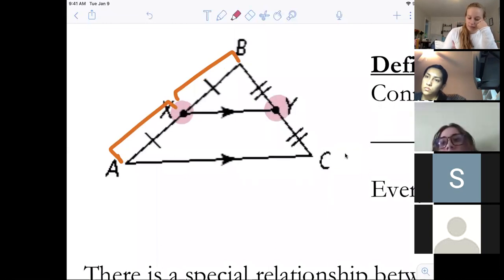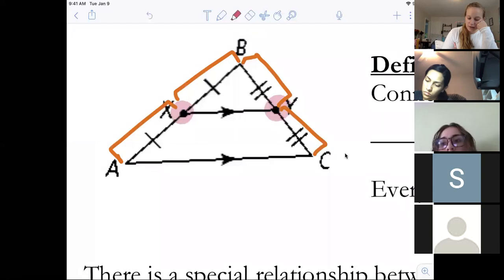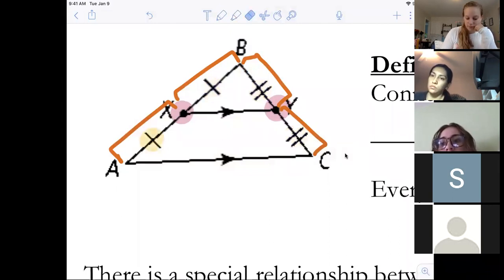Y is the midpoint of BC. So the distance from B to Y is the same as C to Y. This is not necessarily the same from BY to BX, but we know that these two are congruent to each other, while the other two, AX and BX, are congruent to each other. That's just some basic reminders of midpoints.